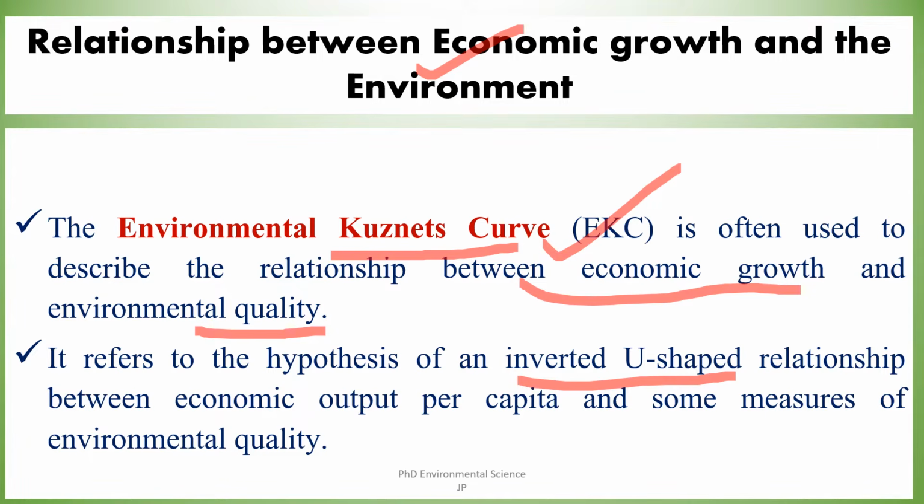Then in the last phase, what will happen? Economic growth and environmental improvement will both take place. Beyond the turning point, further economic growth leads to improved environmental quality. Wealthier societies can afford to invest in cleaner technologies, enforce environmental regulations, and prioritize sustainable practices. Indicators of environmental improvement in this phase include reduced emission of pollutants, better waste management, reforestation efforts, and improved air and water quality.